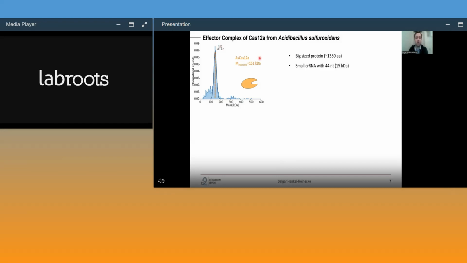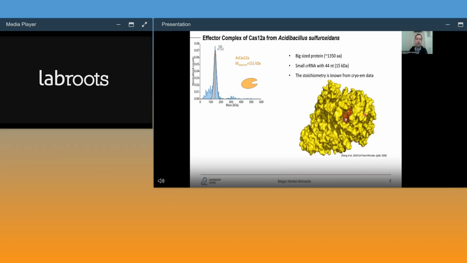It has a very small CRISPR RNA in comparison to the protein size. And of course, the stoichiometry was known from cryo-EM data. So you see here that the RNA is buried inside this very large protein complex. And so when we then mixed the protein with the CRISPR RNA, we had an expected mass of 166 kilodalton. We measured 167 kilodalton, which gave us nicely this 1-to-1 ratio, which we were expecting as well.